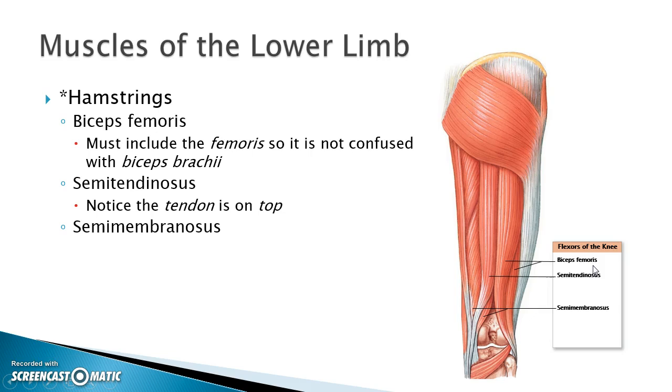Be careful that you can't just call it the biceps, because how do I know whether you mean the biceps femoris or the biceps brachii? So we have to include both of those terms. The biceps femoris is the muscle on the lateral side. On the medial side we have two: the semitendinosus and semimembranosus. Of those two, I remember the semitendinosus because the tendon of this muscle is on top. And then underneath that is the broad semimembranosus, the much broader muscle, kind of forming a membrane. So those are the three muscles of the hamstrings.